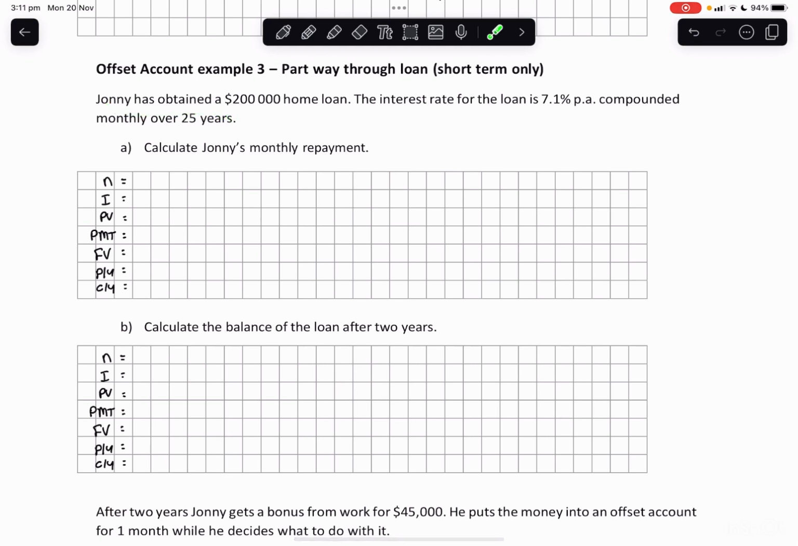So Johnny has obtained a $200,000 home loan. The interest rate for the loan is 7.1% per annum compounded monthly over 25 years, and wants us to calculate the monthly repayment. So we know how to do that super easily.